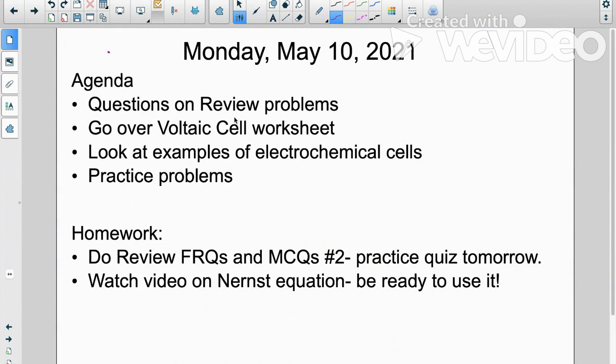We went over some review problems. We went over the Voltaic cell worksheet, most of it, looked at an example of a Voltaic cell, and we also went over some practice problems, which were on Kahoot.